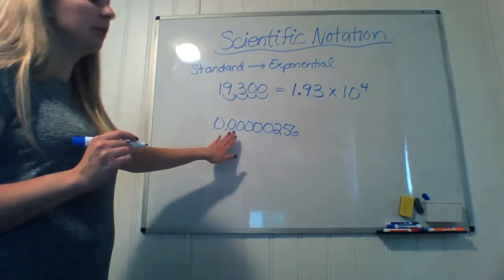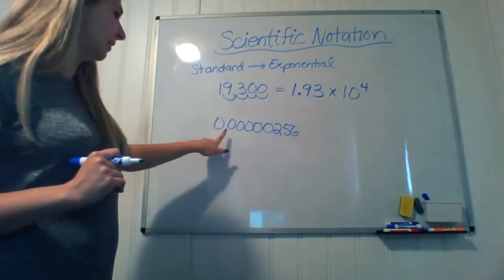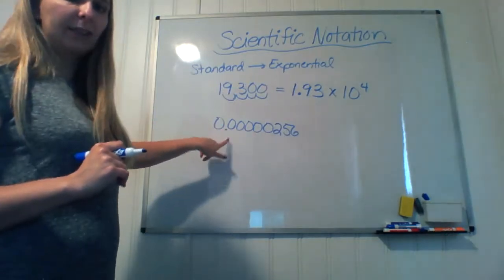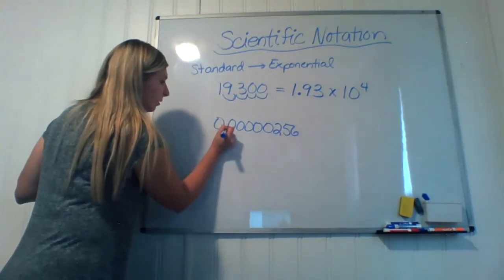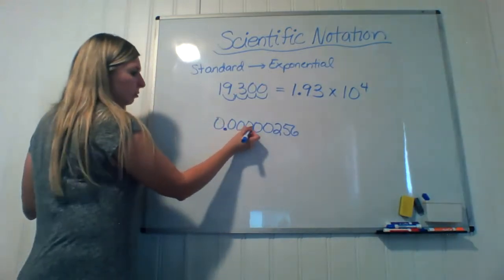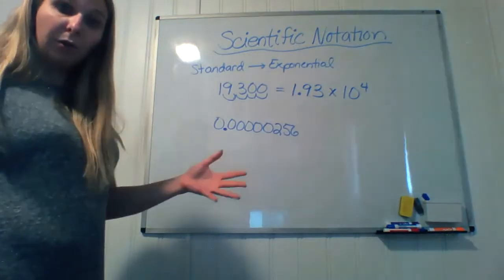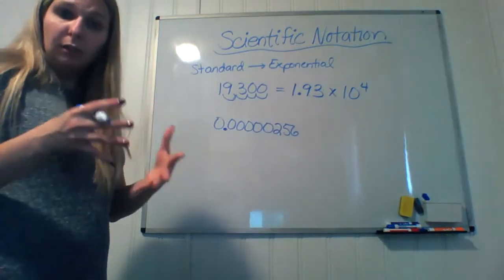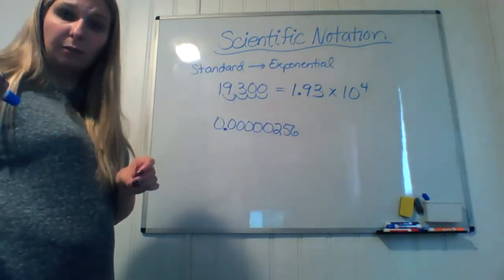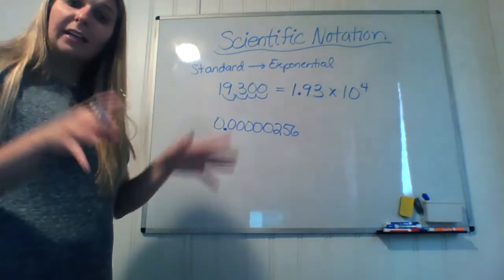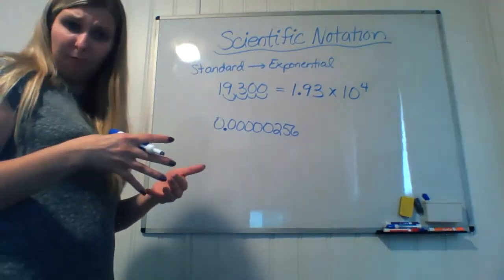Now, when the number is less than 1, so it's a decimal value like this here, what we have is 0.000000256. Okay, so writing out all those zeros, you could potentially make an error. So that's when scientific notation becomes helpful.